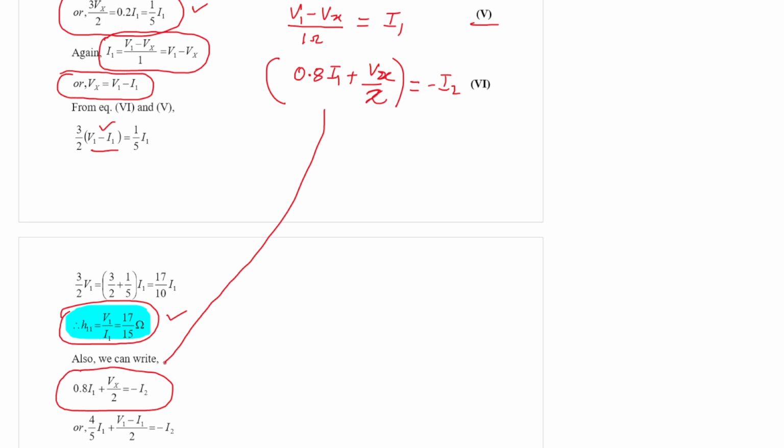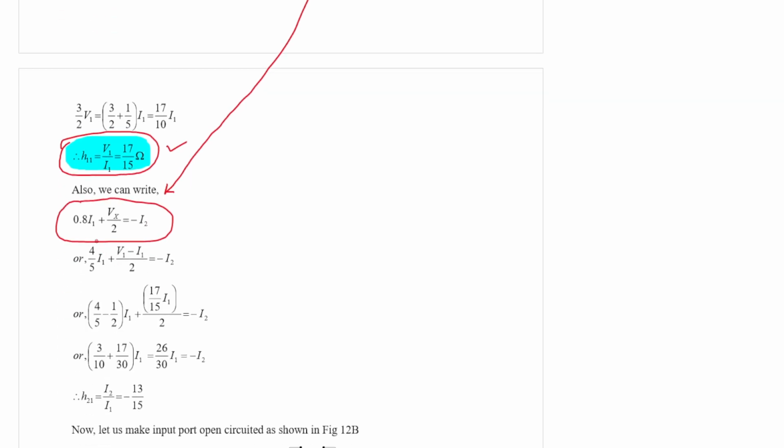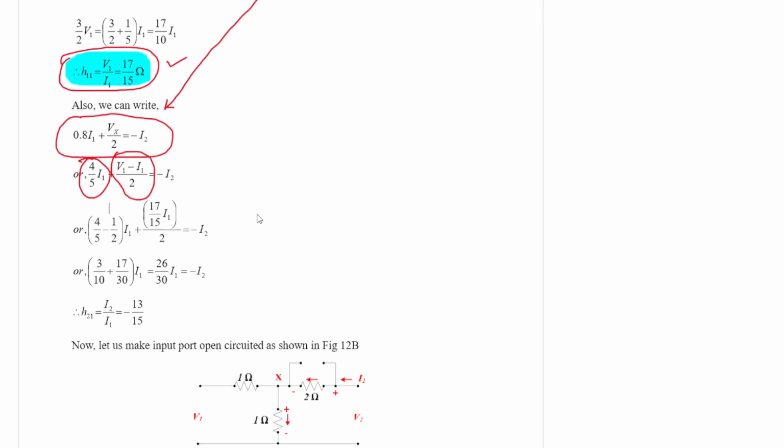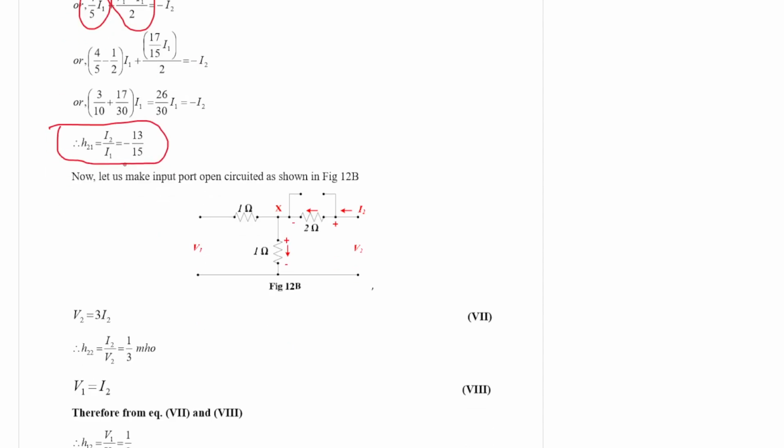0.8 I1 plus Vx by 2 is equal to minus I2. If you substitute 0.8, that means 4 by 5 I1, and Vx equal to V1 minus I1, by 2, equal to minus I2. If you substitute V1 equal to 17 by 15 I1 from the relation for V1 by I1 and solve, you will get H21, which is I2 by I1, equal to 13 by 15. That is unitless, it should not have any unit. So we have solved for two parameters, H11 and H21, by making the output port short circuited.